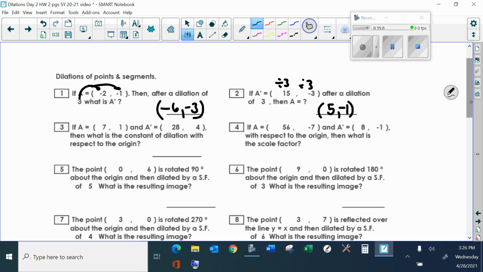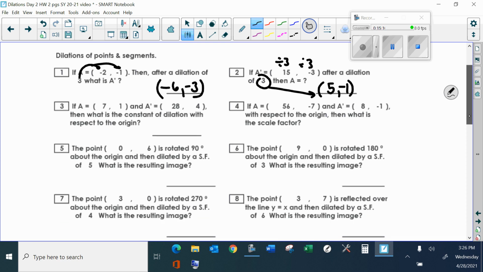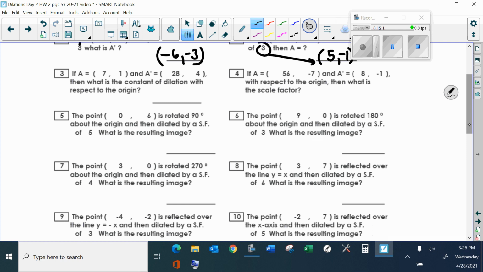I could therefore go forwards to check it. If I do a dilation of 3, multiply those by 3, I do get the 15, -1. Number 3, there's A and A prime. What's the constant of dilation? Sometimes I'll call the constant of dilation the scale factor. Scale factor equals constant of dilation as well. So remember, it's image over pre-image every time.